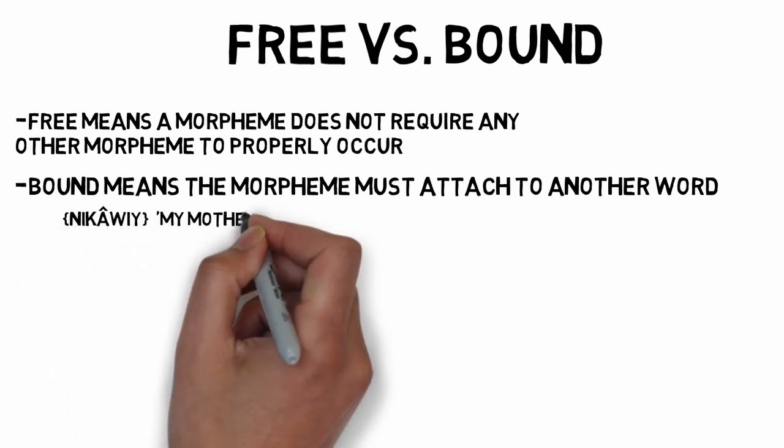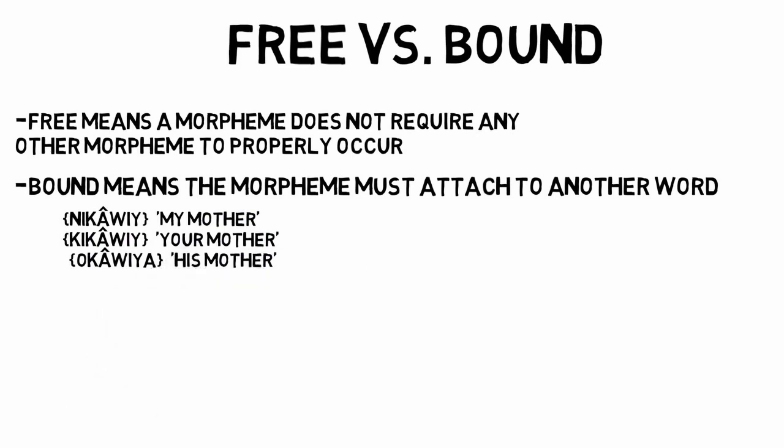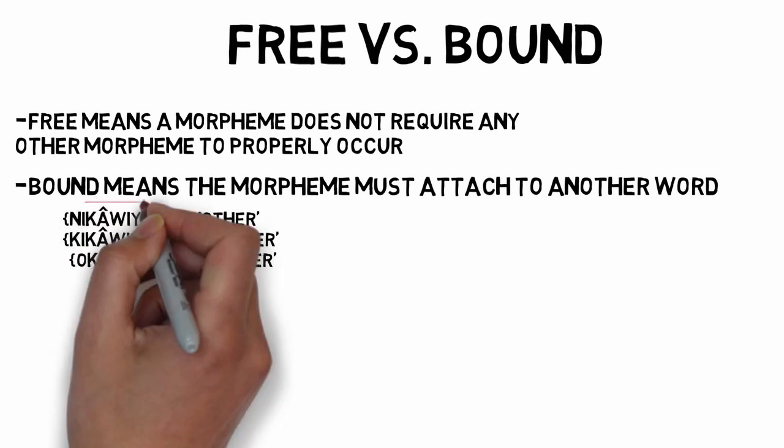Let's look at an example from Plains Cree, though. In Plains Cree, there are many words that refer to family members and body parts that are bound morphemes. So let's take a word like nikawi, which means "my mother." You can also see kikawi, which is "your mother," and okawia, which is "his mother." Now, if we pay attention, we'll notice that all of these forms have this chunk kawi to them.